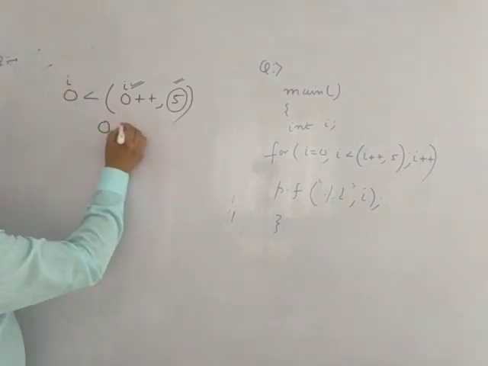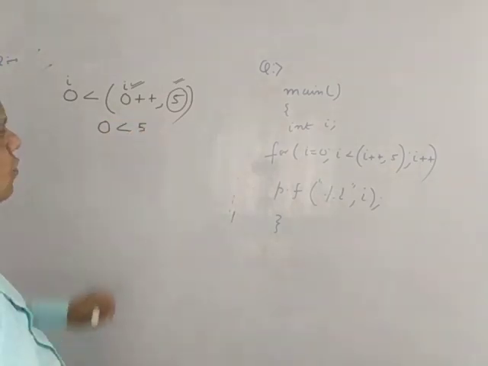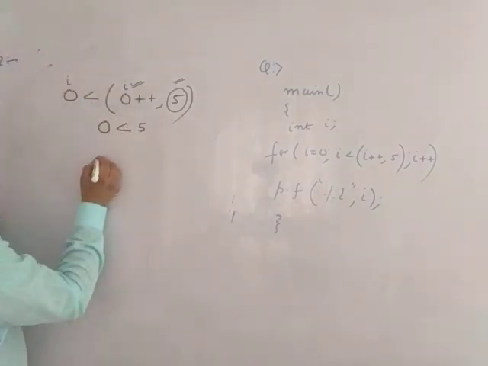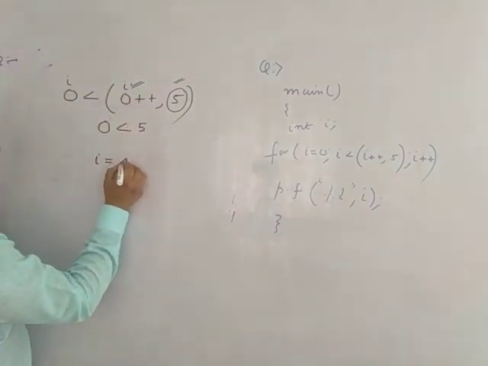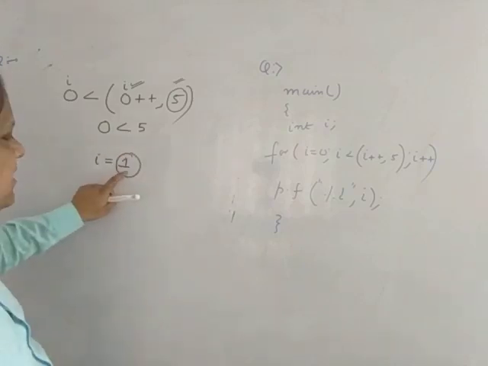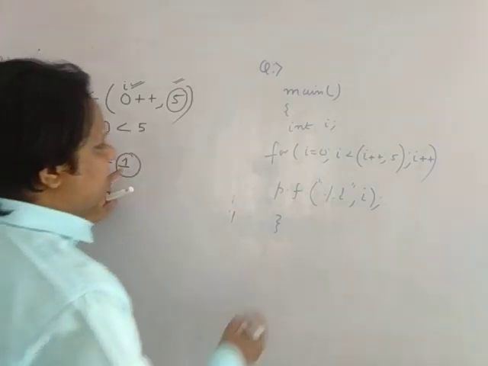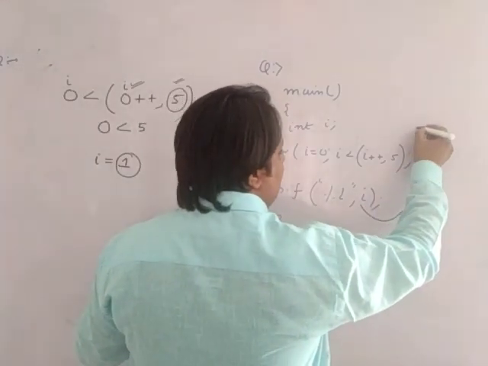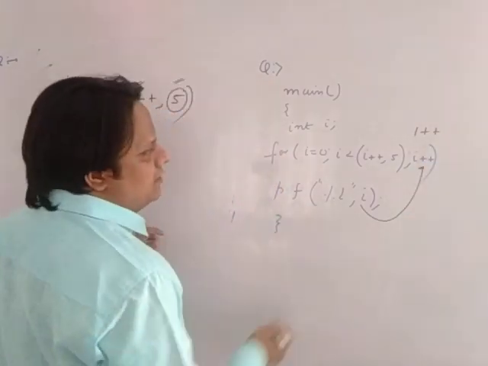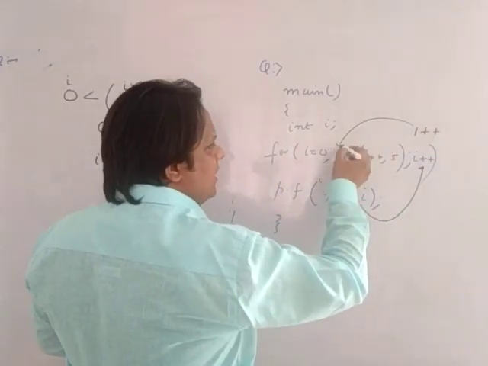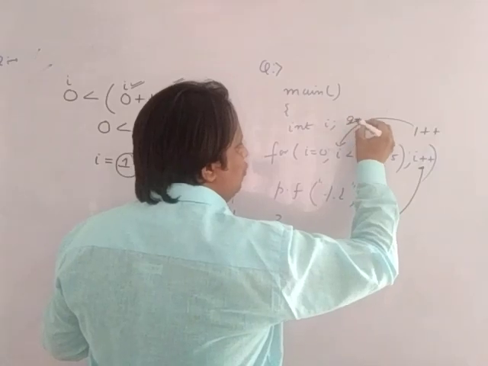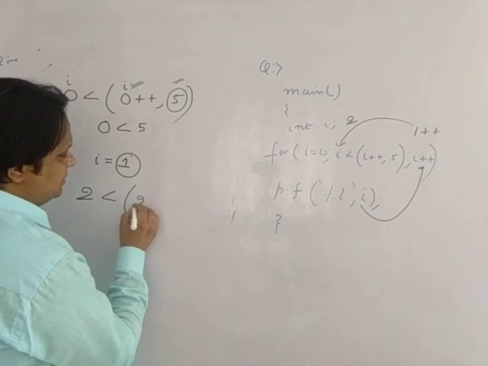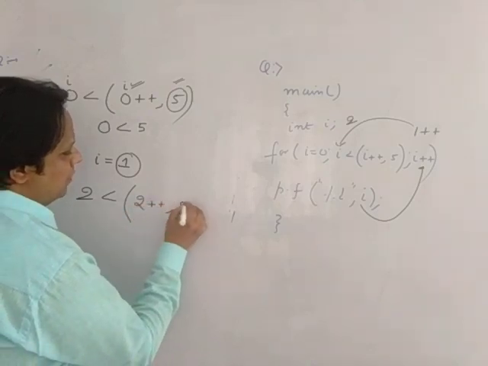So this is 0 less than 5, condition is true. But since we have evaluated this, when you come inside this printf, the value of i is now 1. This gets printed. So the first value that gets printed on the screen is 1. After this you move to the statement i plus plus. Now the value of i is 1, so 1 plus plus. Fine. Now you come to this i, and here the value of i has become 2.